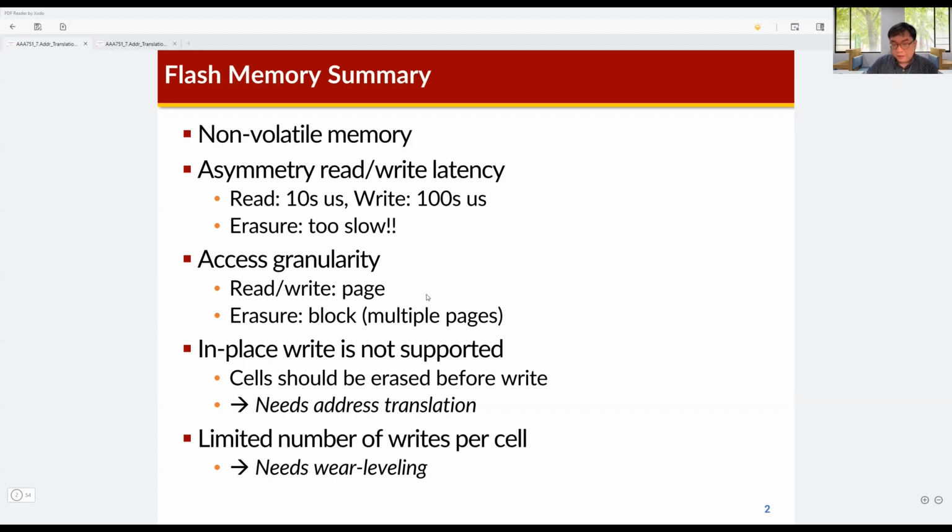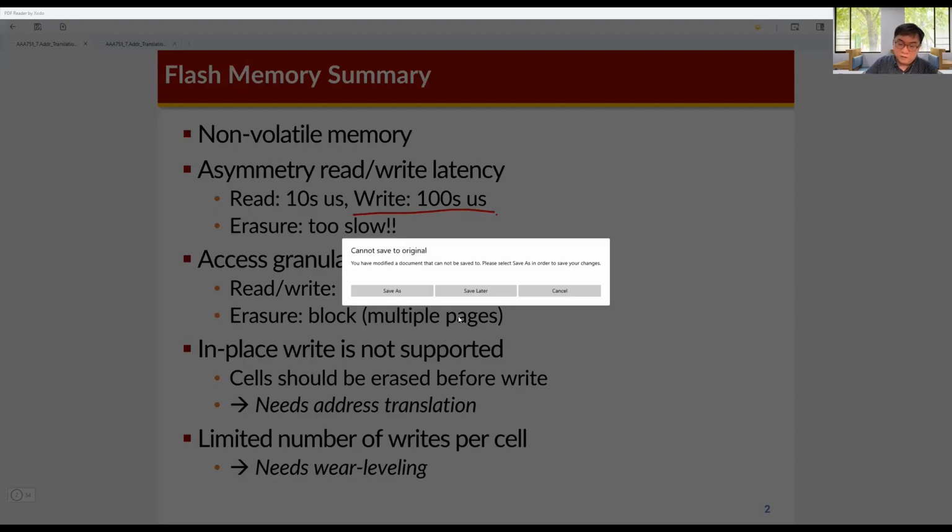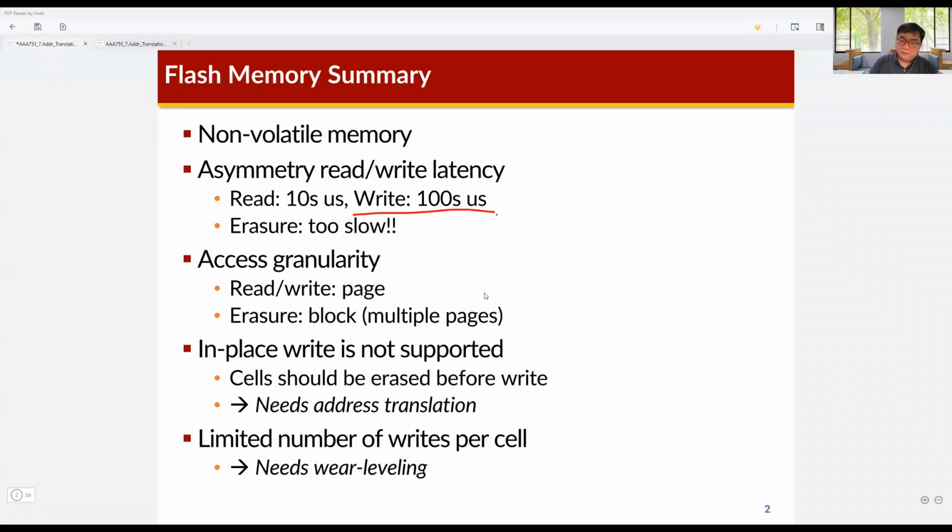These policies can also be applied to the SSD because the SSD uses flash memory as its main storage media. Also, we know that the write performance of SSD is 10 times slower than the read operation. So that means we need to reduce the number of writes to the SSD.